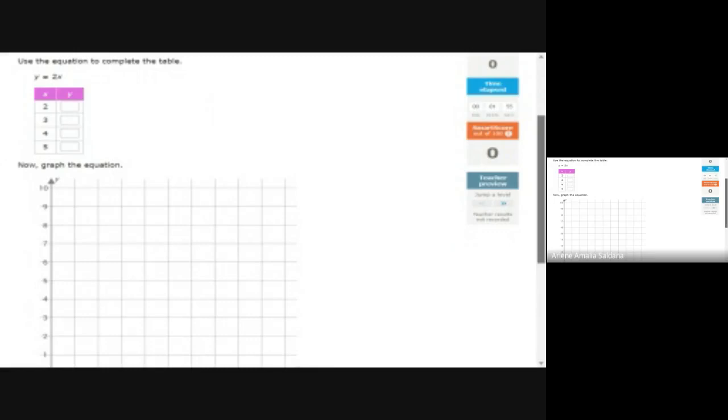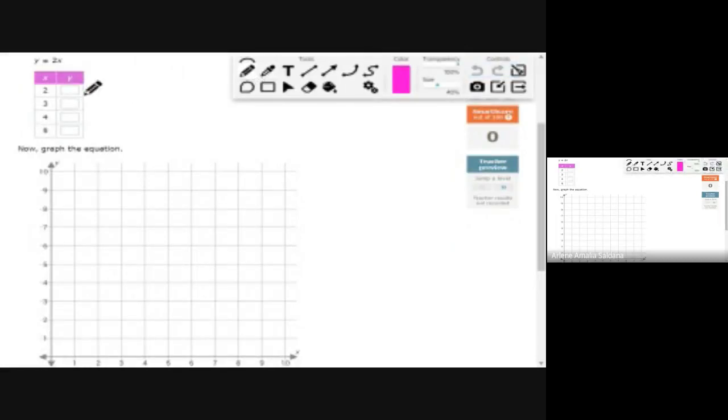So for this one, it says use an equation to complete the table. Now, you guys are really good at equations and tables, but still, let me explain it. The equation is y equals 2x, okay? Which means that we're going to multiply every x times 2. So the first x that we have in this table is 2. We're going to do y equals 2 times 2, so the first y is 4.